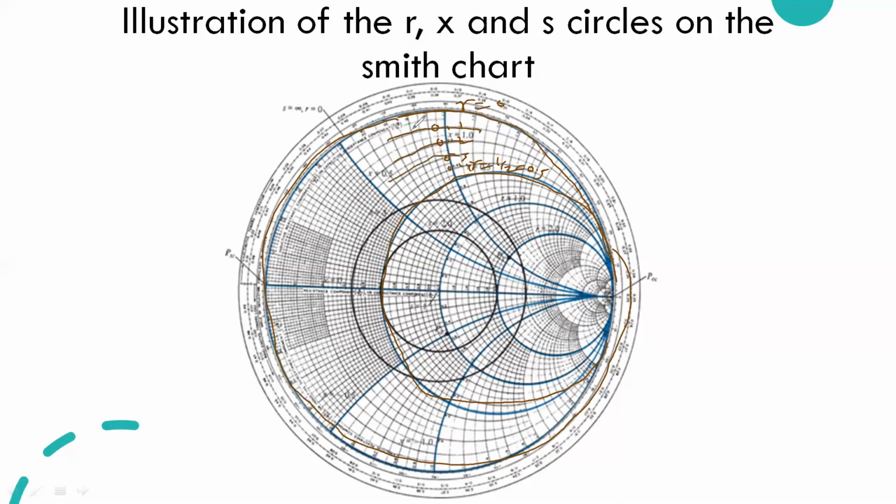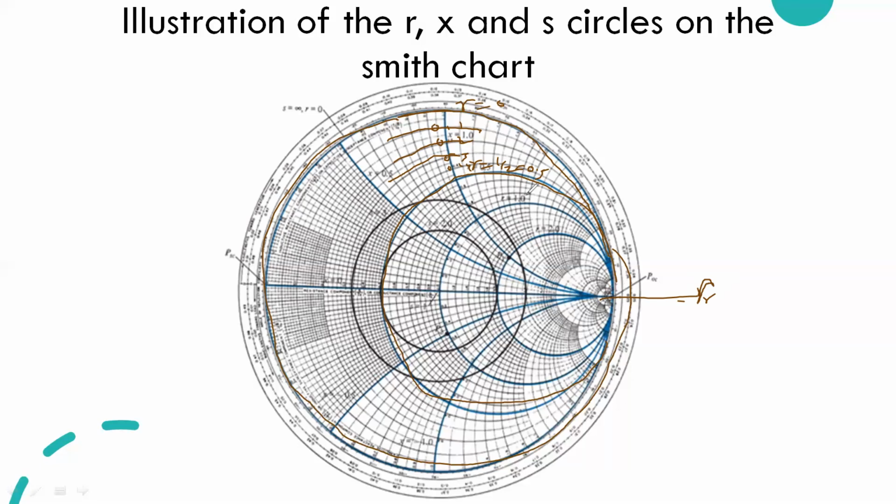If you look here, these values of resistance will be denoted on the x-axis. This is the gamma real part axis. Here the image is not properly shown; this is a very blurred image, so we will look into the next slide in a very clear manner.